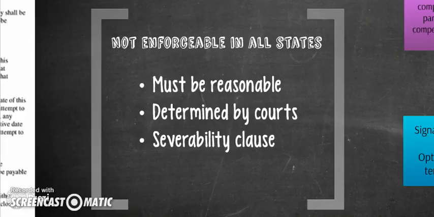Many non-compete clauses also include a severability clause, which states that if any term is determined to be illegal or unenforceable, the remaining terms of the agreement are still valid and enforceable. This differs from the other contracts we've studied, where if one or more terms are illegal, the whole contract is voided and the parties must reform their contract.